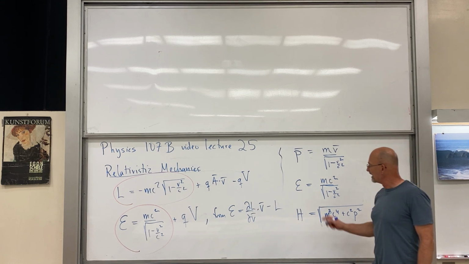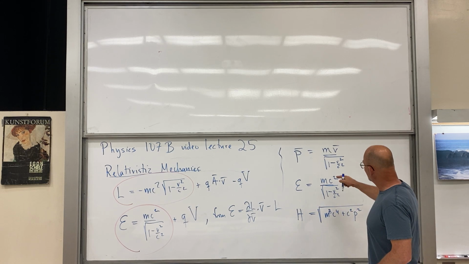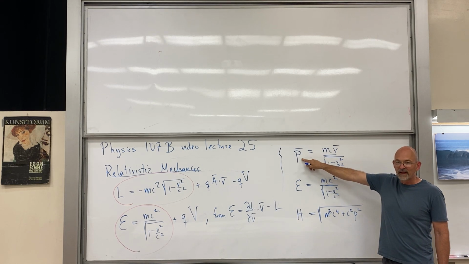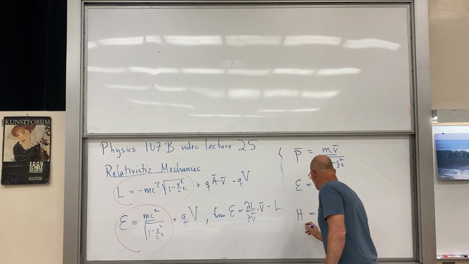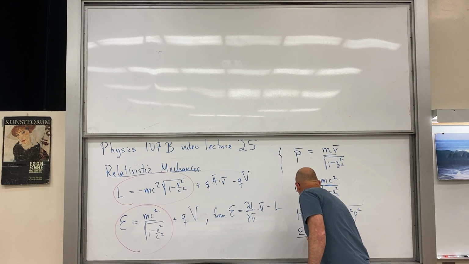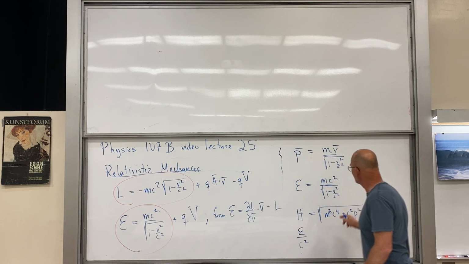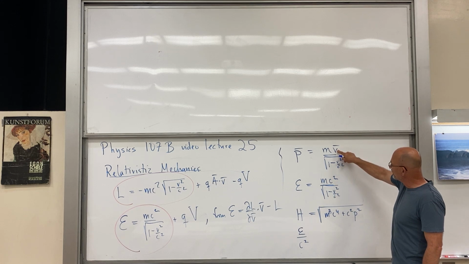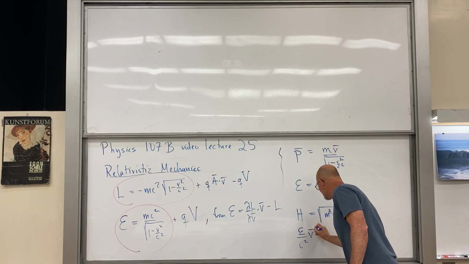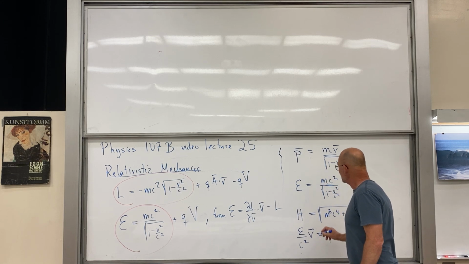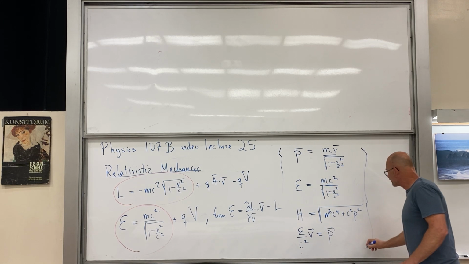And then there was one more thing, namely, if we take this energy and divide by c squared and multiply by v, we get p. So we have energy over c squared, that's m over this, times v, is equal to p. So these are all for a free particle.